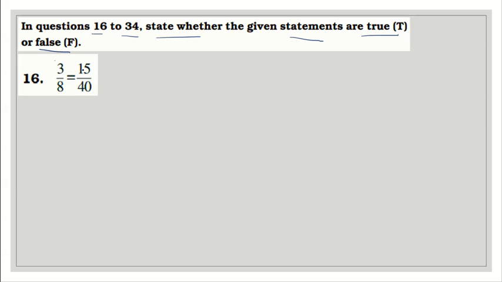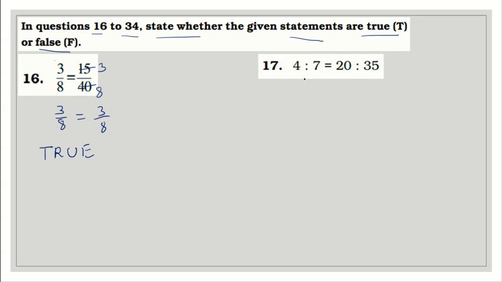Okay. Here 15 by 40 can be simplified further by cancelling with their HCF. Their HCF is 5. 5 threes are 15, 5 eights are 40. Thus 3 by 8 is equal to 3 by 8. It is true. So we agree and say true. And coming to the next question, the 17th question, 4:7 is equal to 20:35. They are saying that they are in proportion.